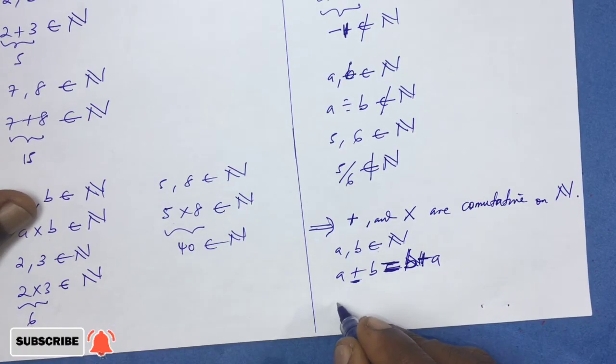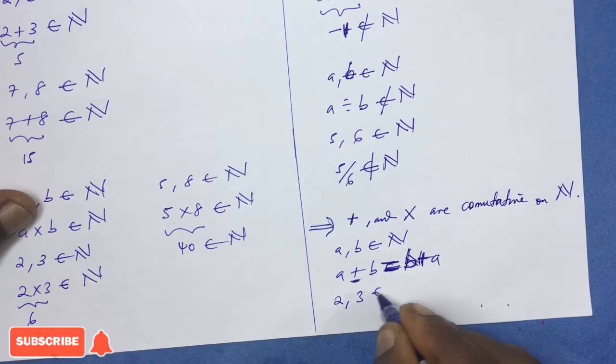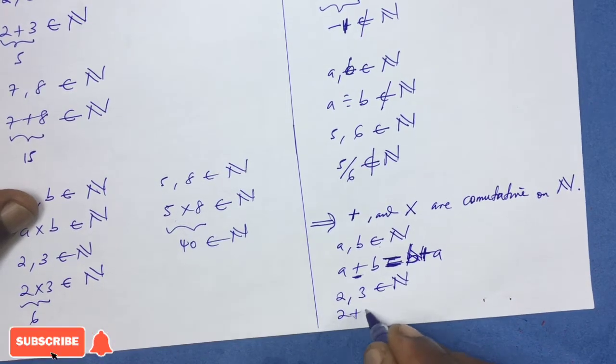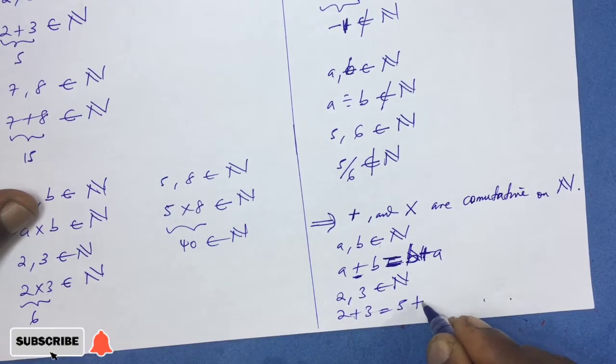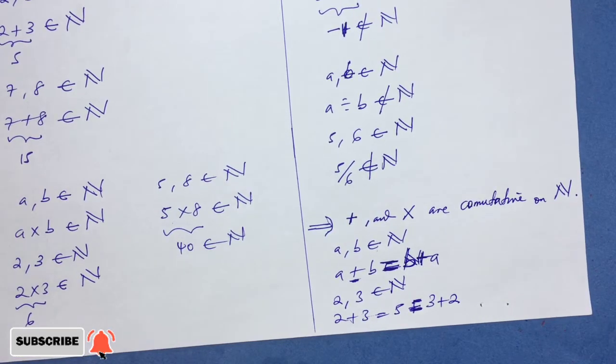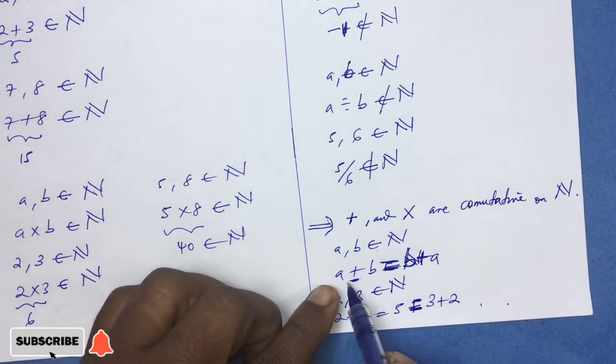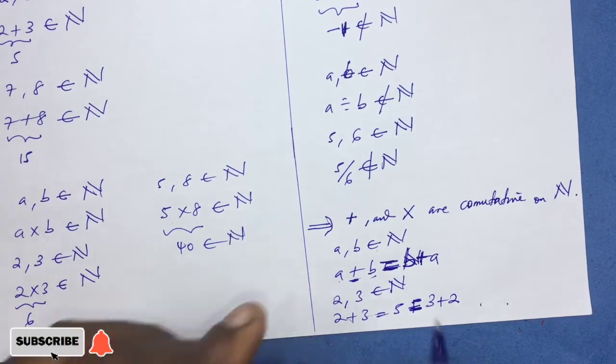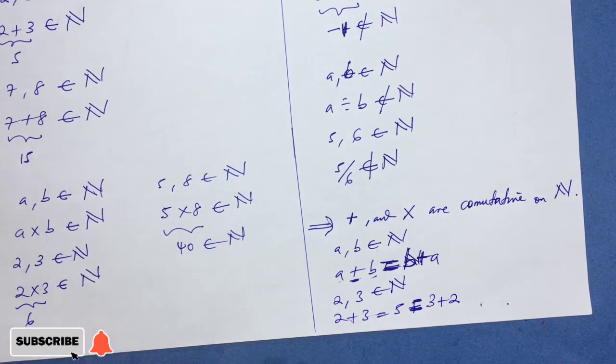Now, if you look at it critically, you see that if you select 2 and 3 that are members of n, clearly 2 plus 3 will give you 5, and that 5 can be obtained by adding 3 first before 2, that is 3 plus 2. And that shows you that addition is commutative on n, because commutativity talks about putting two things in one direction and getting the same result in the other direction. So if you add a and b together, putting a first before b, and you get the same result as putting b first before a, then we say that addition is commutative.